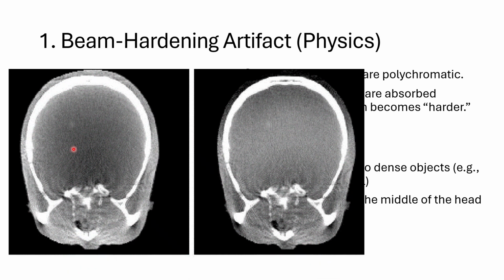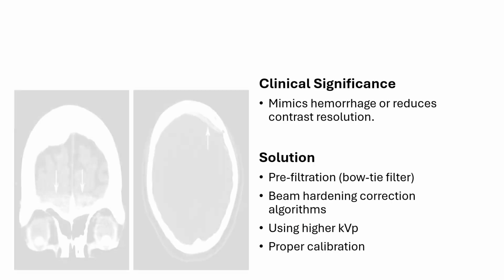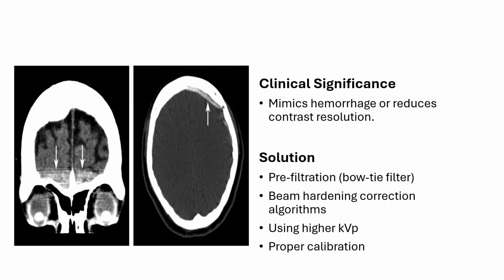As we can see in this image, there is a dark area, that is the hypodense area in the first image, and this is after correction. So this is the cupping artifact, and its clinical significance is that it mimics the hemorrhage or reduces the contrast resolution. As we can see in this image, there is a streak artifact mimicking the hemorrhage in the bilateral frontal lobe, and there is a left frontal lobe. So this is the significance of beam hardening artifacts, and it can be resolved by the pre-filtration, that is the bow tie filter use, beam hardening correction algorithm, using higher KVP and proper calibration.